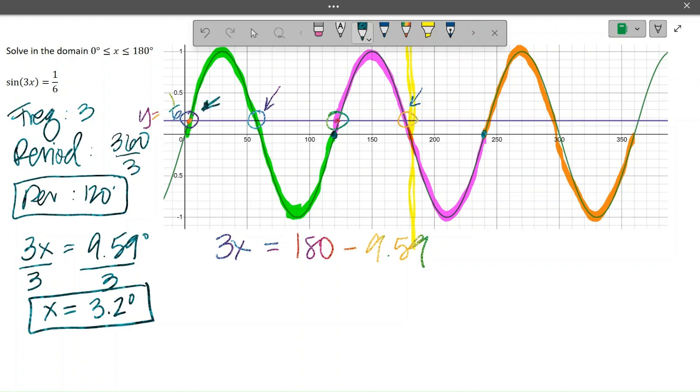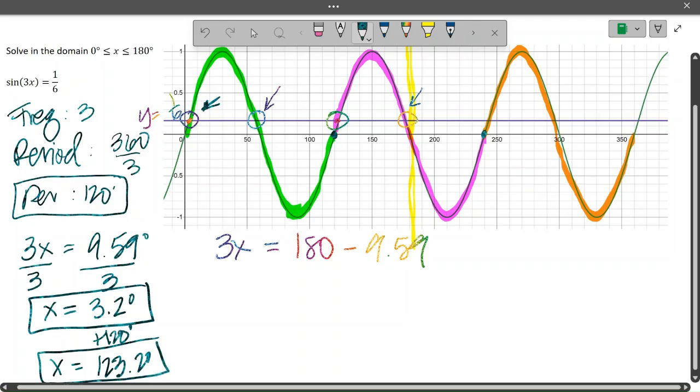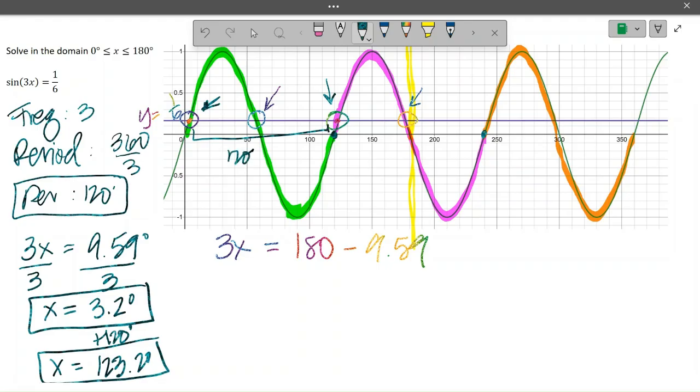Okay, our period is 120 degrees. So because I'm so close to the bottom of my domain, I'm going to add 120 to get my next solution, which is 123.2 degrees. And that's this guy that we talked about right here. So the distance between these 2 points is 120 degrees. Okay, great. So we've got 2 of our solutions done, this one and this one.